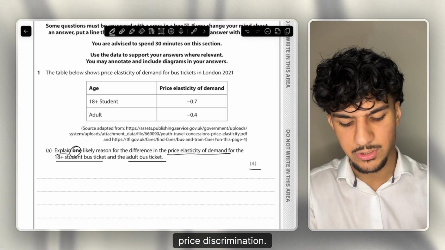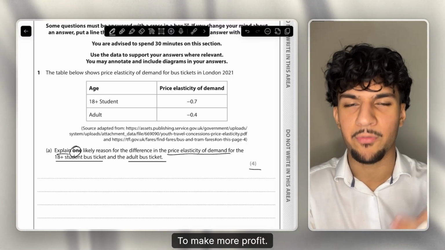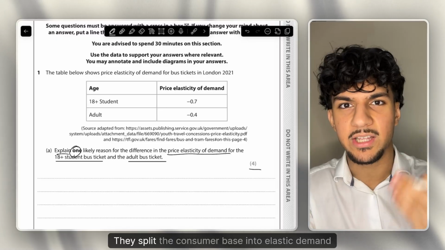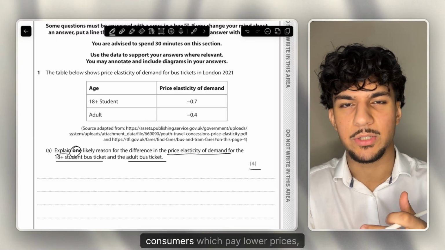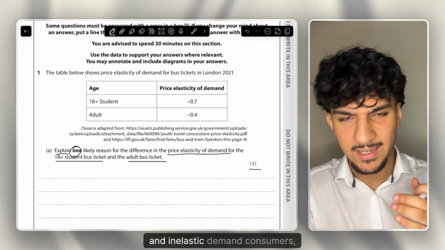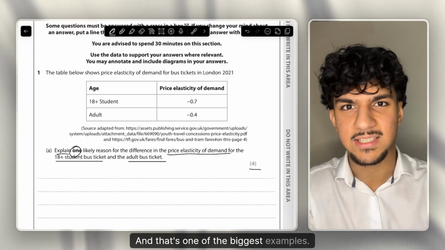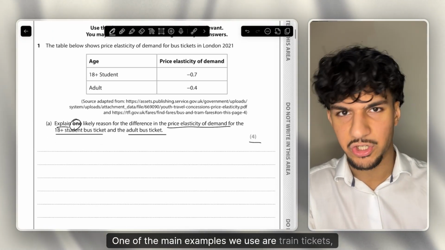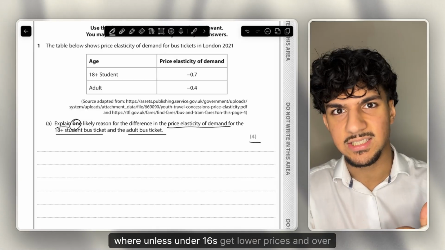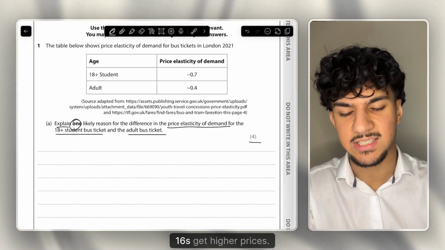So of course, price discrimination, why do firms do it? To make more profit. And how do they make more profit? They split the consumer base into elastic demand consumers, which pay lower prices, and inelastic demand consumers, which pay higher prices. And one of the main examples we use are train tickets, bus tickets, where under 16s get lower prices and over 16s get higher prices.